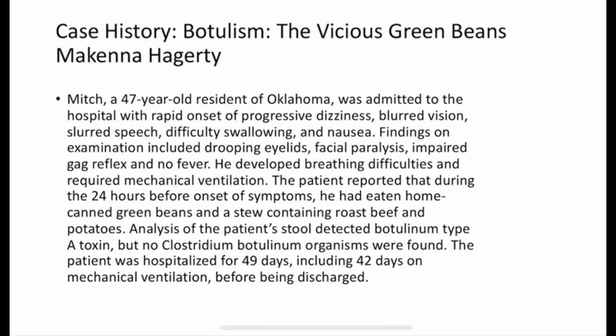Following up after the bacterial infections of the central nervous system, my name is McKenna Haggerty, and I'll be starting to discuss the section of bacterial neurotoxins.